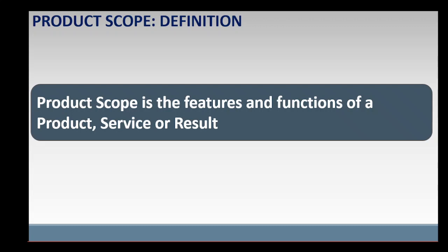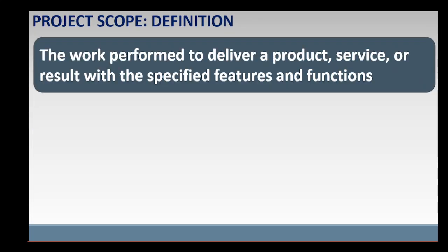Product scope is the features and functions of a product, service, or result as defined by the product requirements. PMBOK Guide 6th edition defines project scope as the work performed to deliver a product, service, or result with the specified features and functions. The term project scope is sometimes viewed as including product scope.